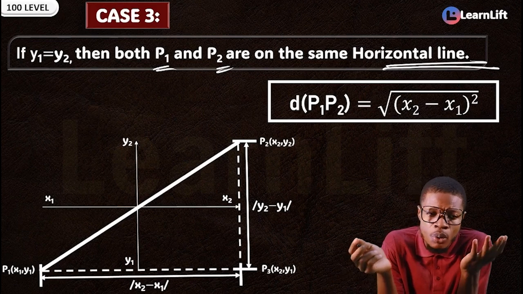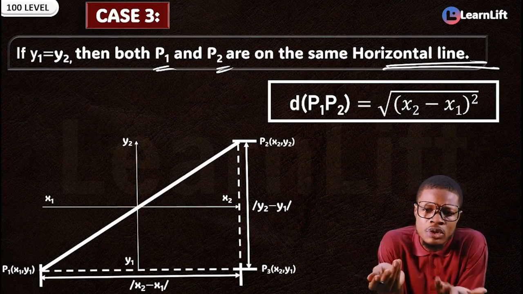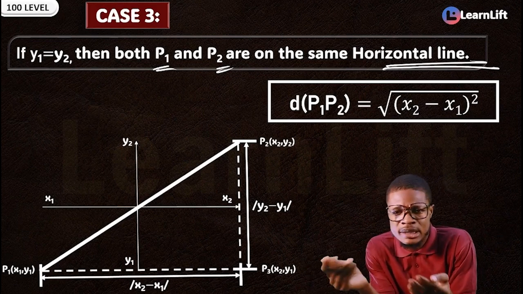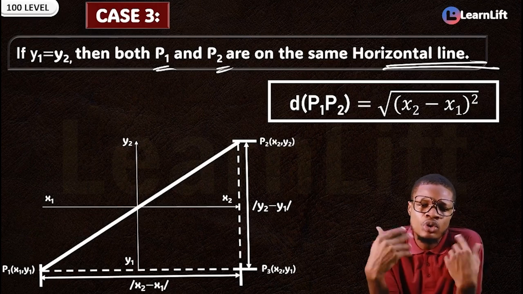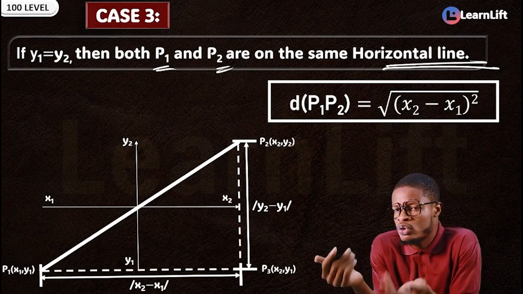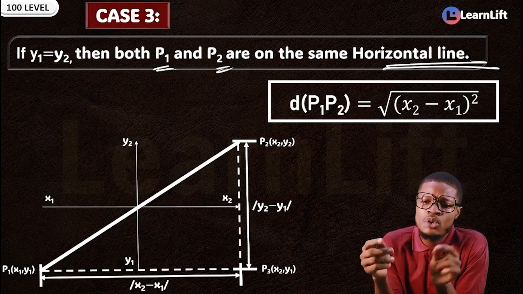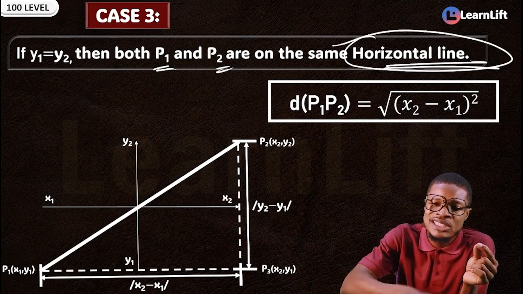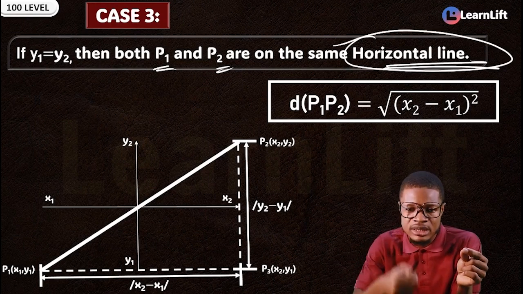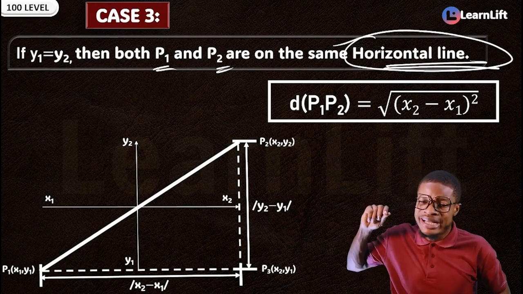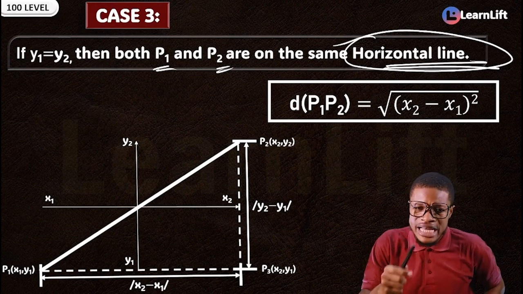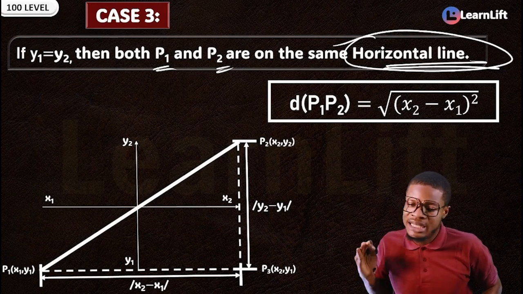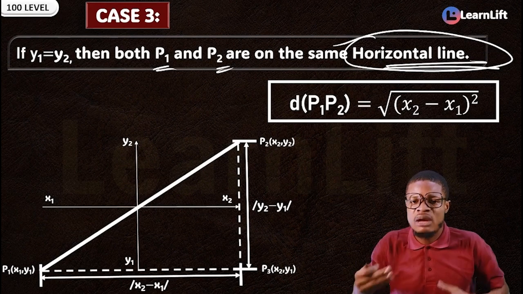It is very simple. When y1 is equal to y2, nothing concerns us about y anymore, we're just going to use x, and they lie on the same horizontal line. When x1 is equal to x2, nothing concerns us about x anymore, we're going to use y, and they lie on the same vertical line. A quick reminder: case 2 and case 3 are special cases, so it's not every time they come up.